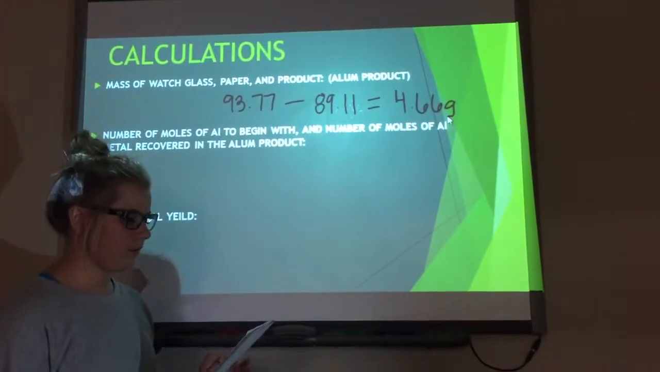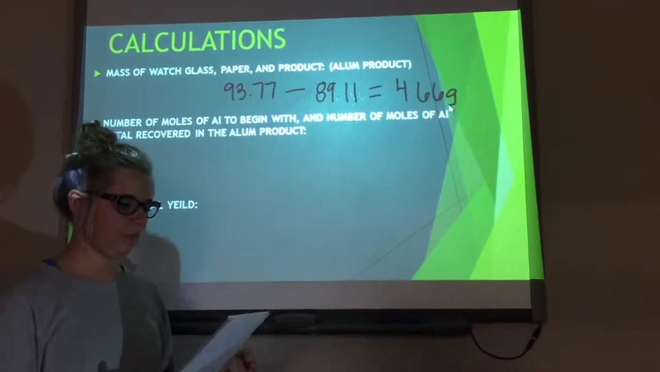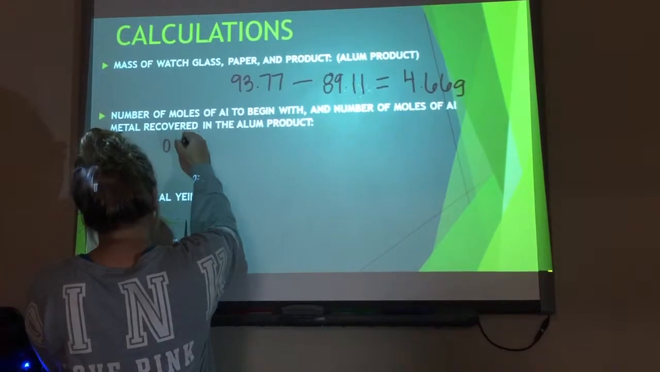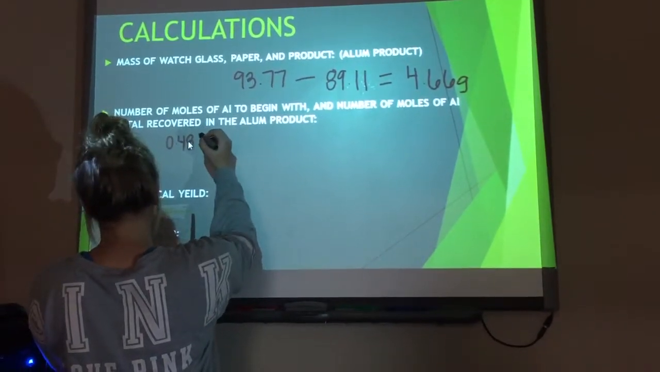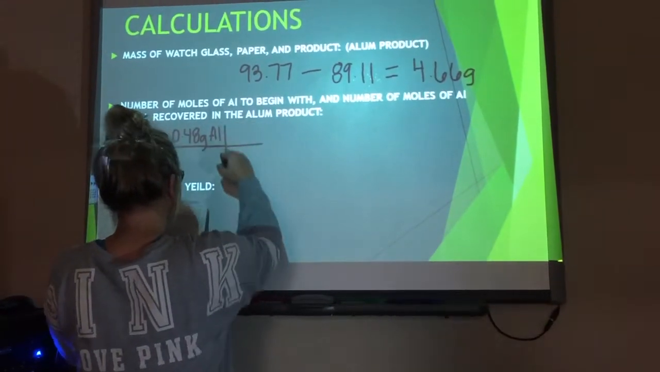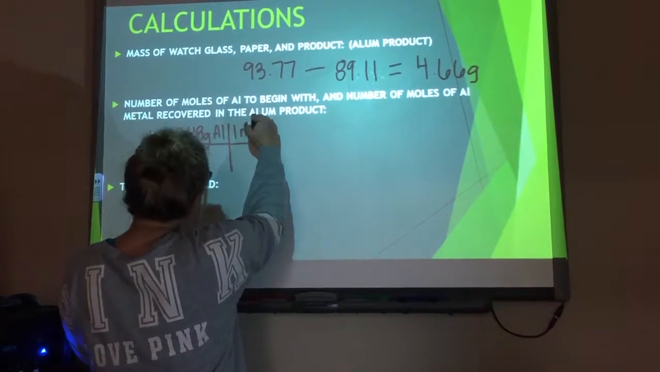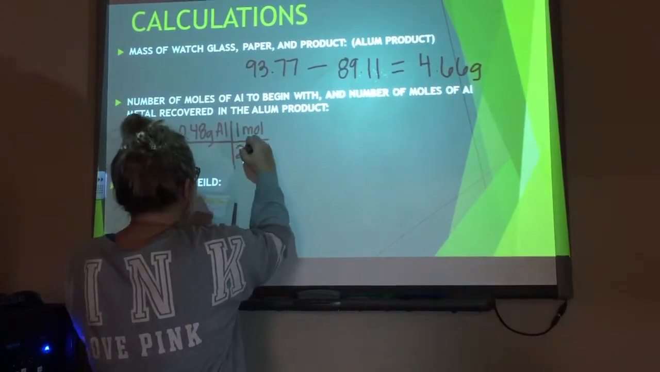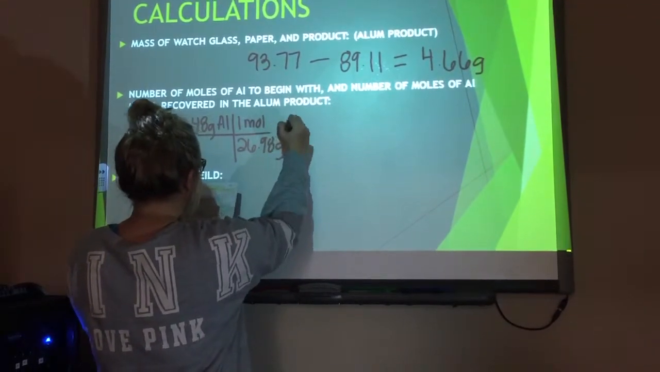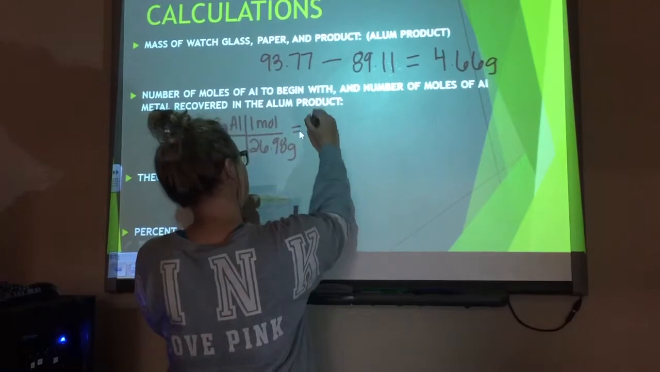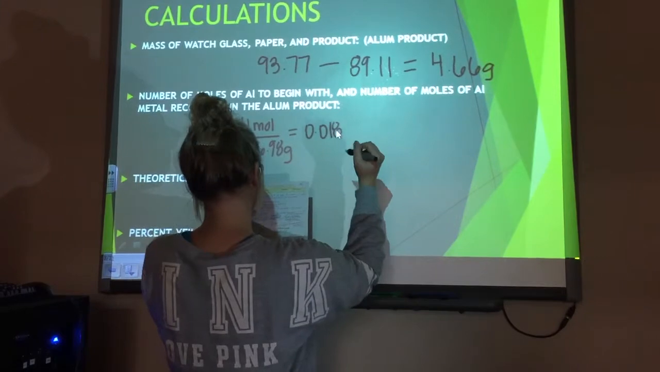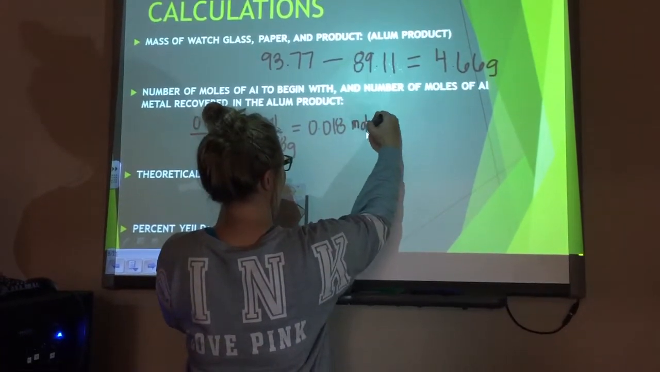Next, we are going to determine the number of moles of aluminum that we began with. So we're going to take 0.48, which is how much we got to begin with, grams of aluminum, and 1 mole of aluminum is 26.98 grams. And this is going to give us 0.018 moles of aluminum.